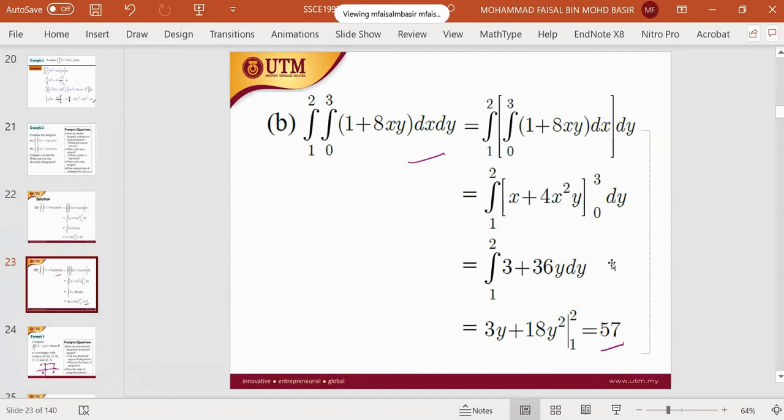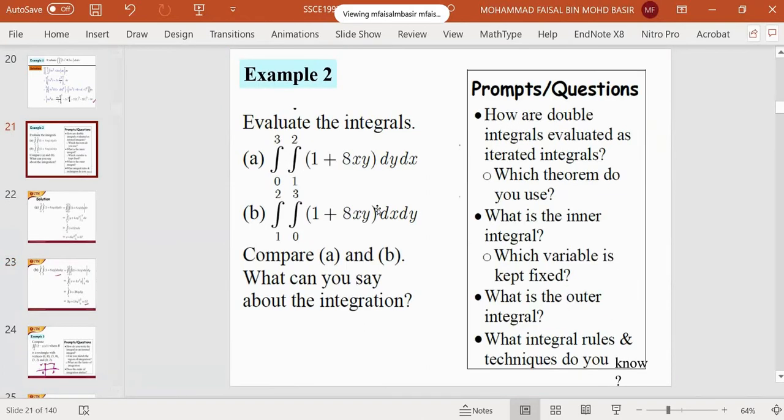So if you interchange dx and dy, and you just interchange the integration and keep the limits, you get the same answer. Why? Can you guess why? What can you say about this integration? Can anyone tell why, if I change this, you get the same answer with the same function? Because it's a rectangular region? Yes, correct. It is a rectangular region.